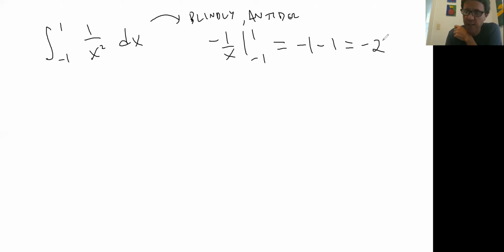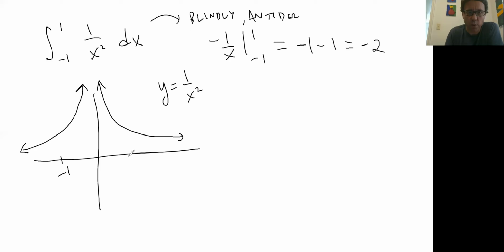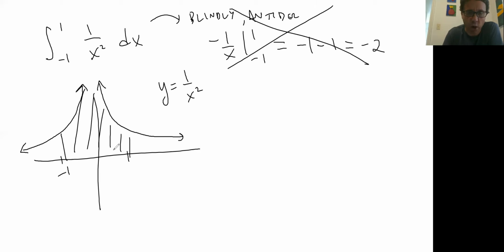Now the problem with that is, look at all the numbers on the inside. They're 1 over x squared. All these things are positive. You're saying that I take an integral of everything that's positive and I get a negative area? That's not possible. And the reason is, if you actually plot this out, the function looks like this. And it has an asymptote in the middle. So the problem is you're kind of trying to do the area in there, but because there's an asymptote, you actually can't do the antiderivative across an asymptote.